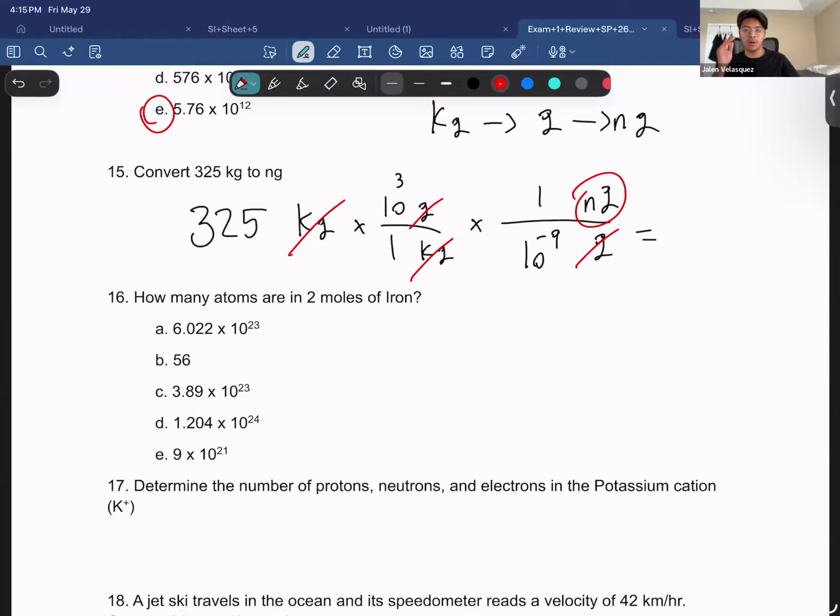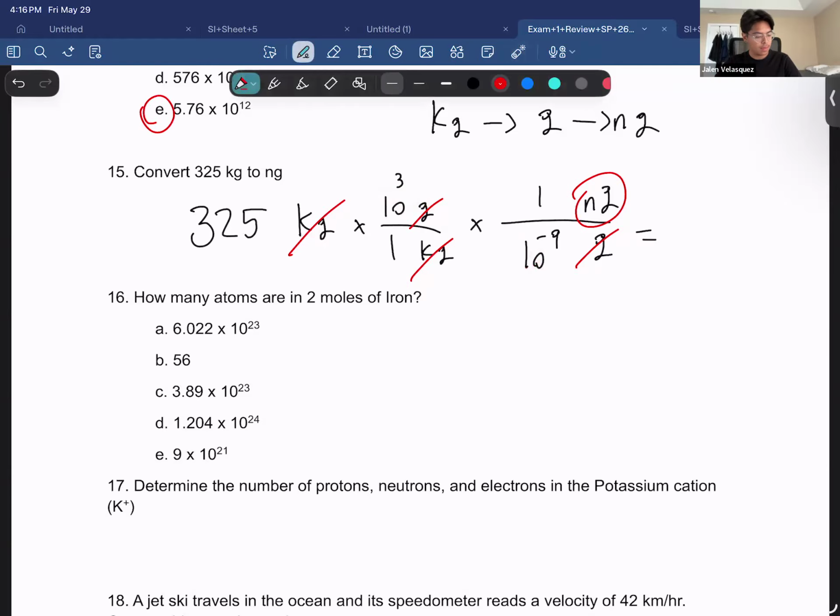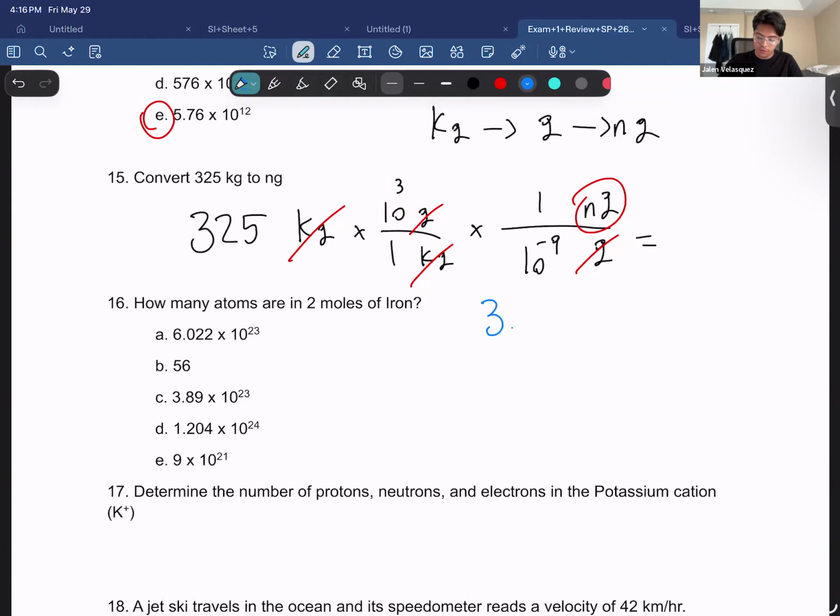So you do your math, and your unit will work out in nanograms. You do 325 times 1,000 divided by 10 to the negative 9. And when you do that, you should get 3.25 times 10 to the 14 nanograms. Okay, does that make some sense?